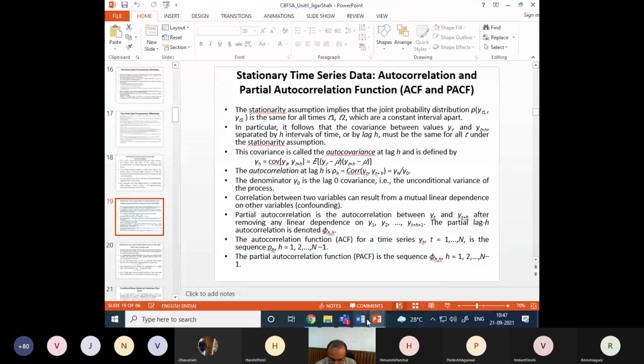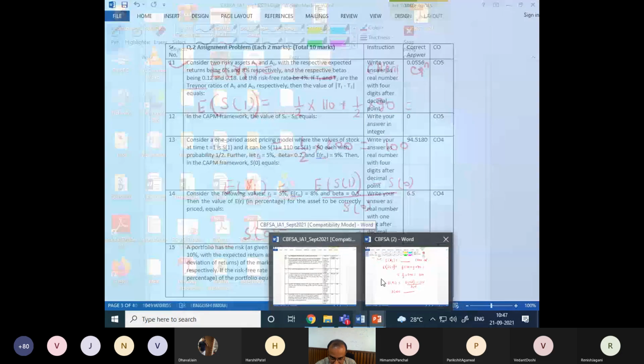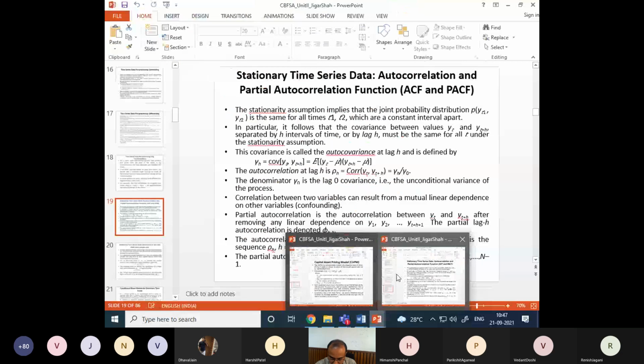If you still have any question on IA1 or on unit 2, which we have started, you can ask me. Otherwise, I end this meeting, and tomorrow I will start with ACF and PACF in unit 2, which is related to time series modeling. But before that, you must refer to all the 18 slides of unit 2, so that you will not have any lag in understanding this time series.